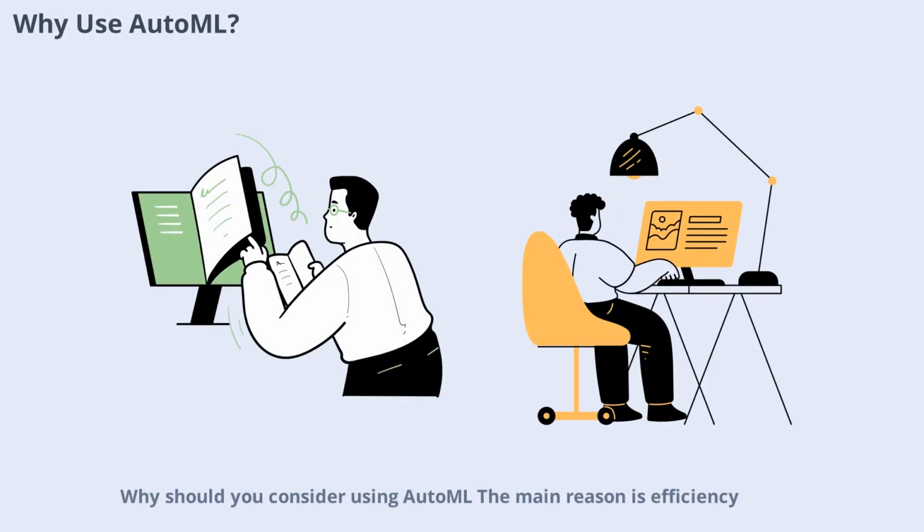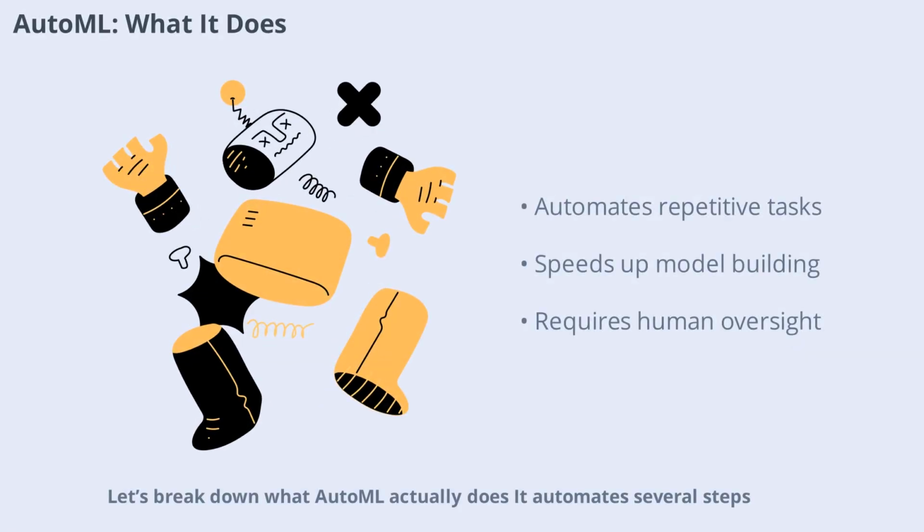Why should you consider using AutoML? The main reason is efficiency. AutoML automates repetitive tasks like data preprocessing, model selection, and hyperparameter tuning. This saves time and reduces the risk of manual errors. For beginners, it's a great way to get hands-on experience with machine learning without needing deep technical expertise right away. Plus, AutoML tools are designed to help you quickly move from data to results, making them ideal for teaching, experimentation, and even early-stage deployment.